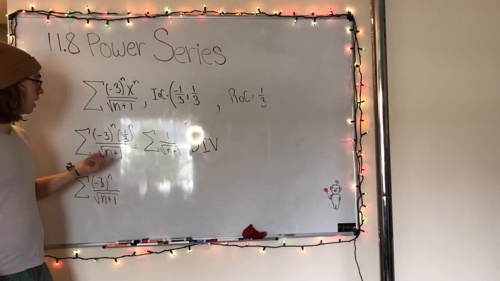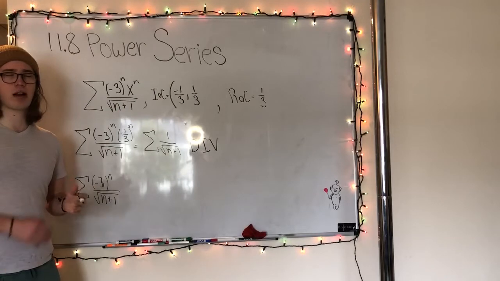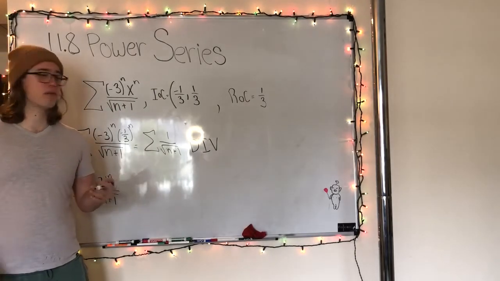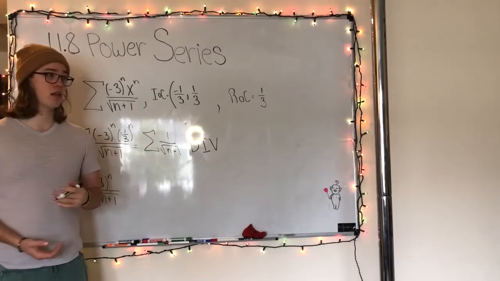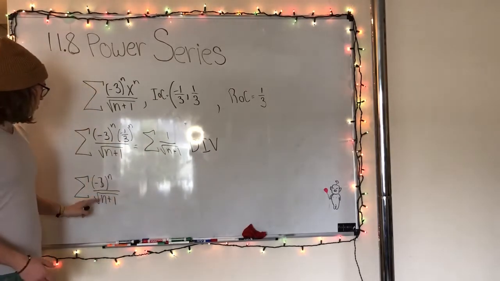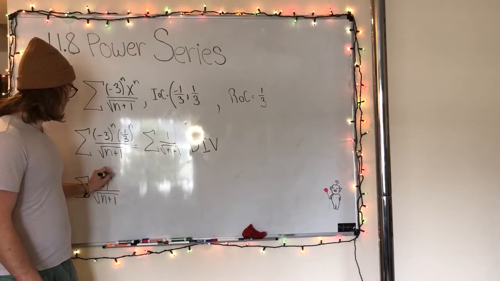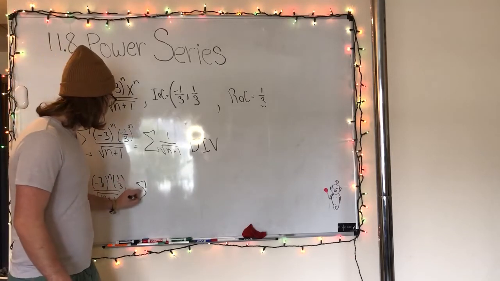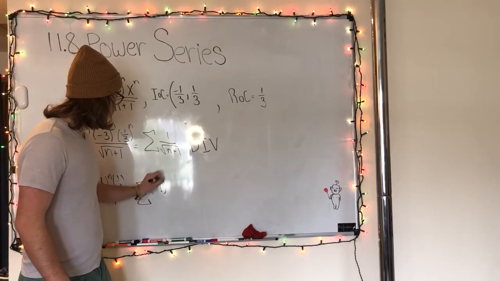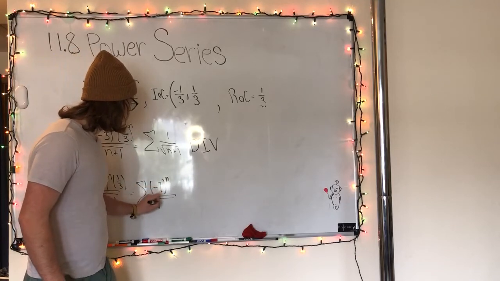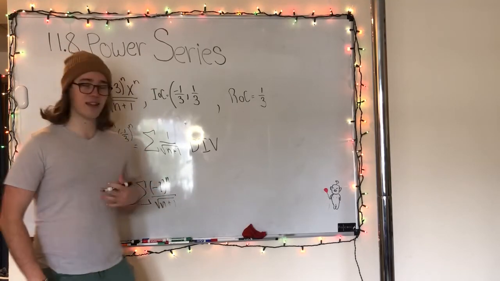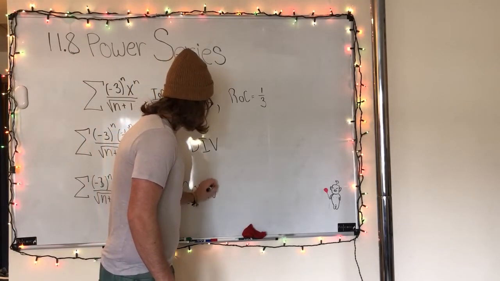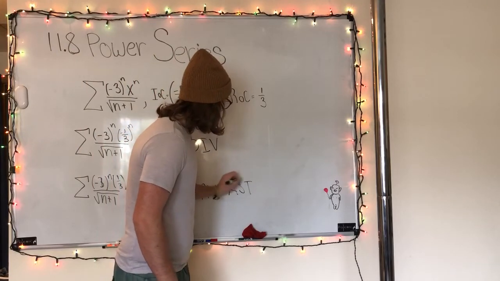Next, we do it again, but now for our larger, positive endpoint, because technically they are the same magnitude, just different signs. So this is 1/3, and this then becomes the sum of (-1)^n over the square root of n plus 1. And that is actually convergent by the alternating series test.